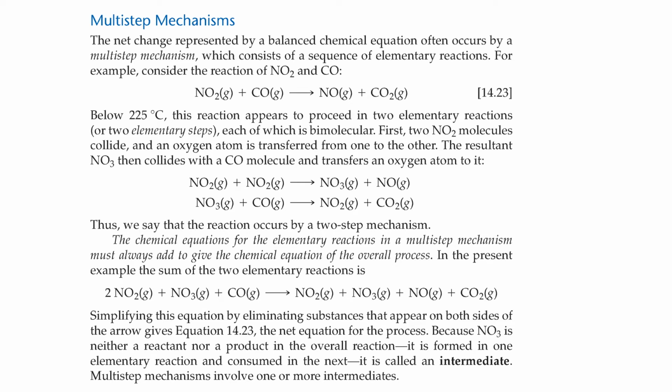Multi-step mechanisms. The net change represented by a balanced chemical equation often occurs by a multi-step mechanism, which consists of a sequence of elementary reactions. For example, consider the reaction between NO2 and CO. Below 225 degrees, this reaction appears to proceed in two elementary reactions, or two elementary steps, each of which is bimolecular. First, two nitrogen dioxide molecules collide, and an oxygen atom is transferred from one to the other.